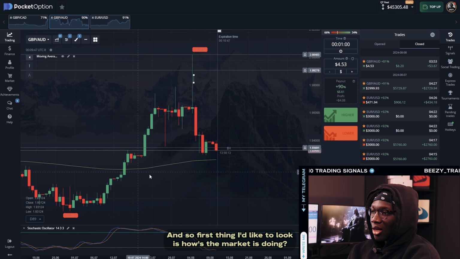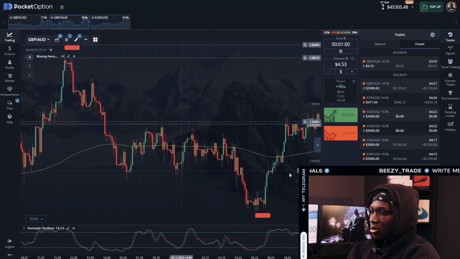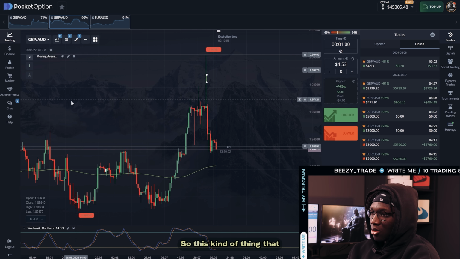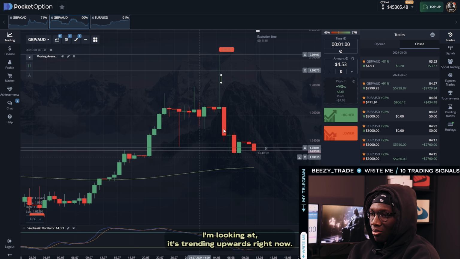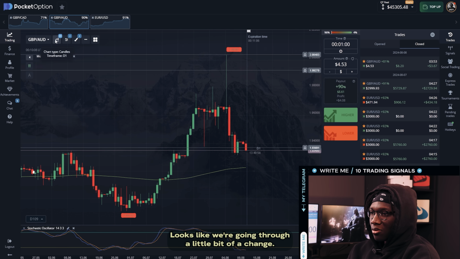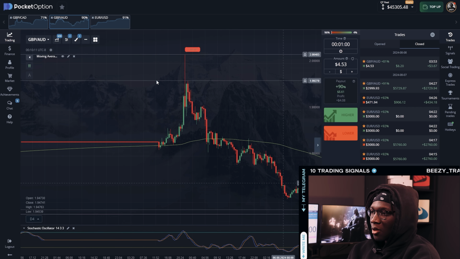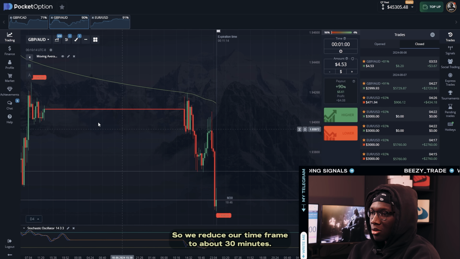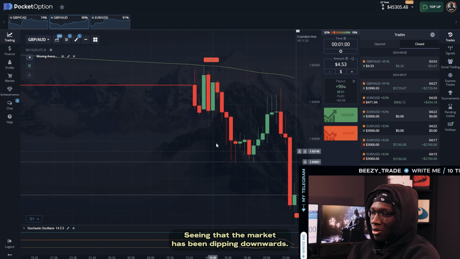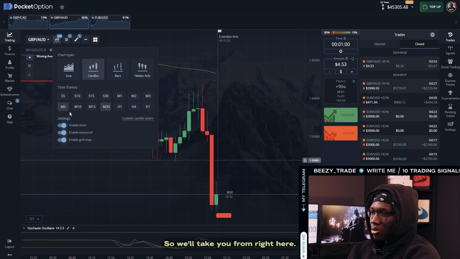And so first thing I like to look at is how the market is doing for the whole day. I've been looking at my news. I know that the market is trending a little bit upwards today, just at the beginning. So this kind of thing that I'm looking at is trending upwards. But right now it looks like we're going through a little bit of a change. Let me move this trend I had in. Alright, so we'll reduce our time frame to about 30 minutes. We'll see a little bit of confirmation, seeing that the market has been dipping downwards. We're just looking at zones. Alright, so we'll take it from right here.